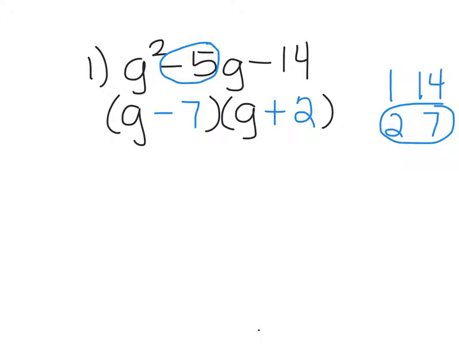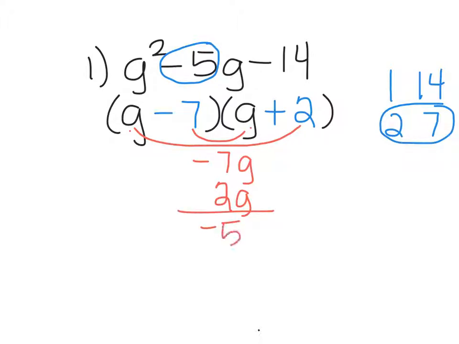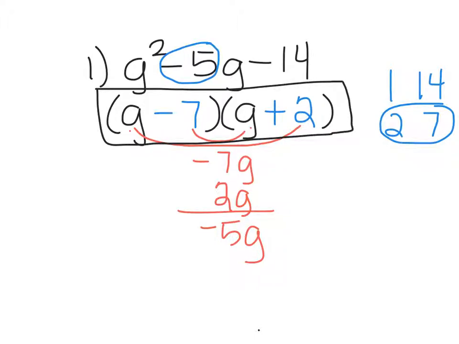So then I'm just going to go and double check. G times g is g squared. We already know negative 7 times positive 2 is negative 14. And I'm going to check that middle term. So negative 7 times g is negative 7g. And g times positive 2 is positive 2g. And when I combine those, I'm going to get my negative 5g, which is what I was looking for. So that means that I did factor this completely and correctly. Here's my answer right here. G minus 7 times g plus 2.